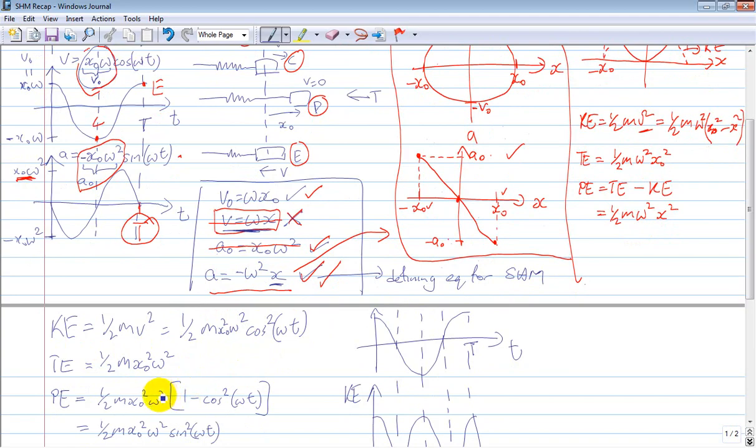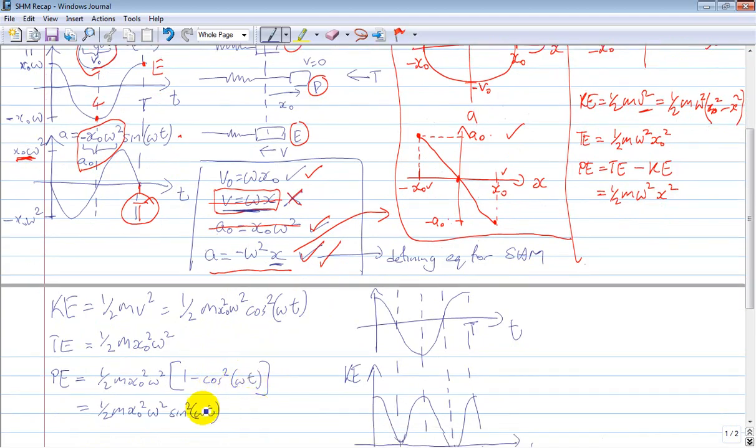Right, you should get, once you take out the half m x naught square omega square, 1 minus cosine square omega t. That should give you sine square omega t. Right, so this is just mathematical from here to here. Okay, so let's look at some of the interesting things about the KE against time graph. Okay, one of the more important things is this.